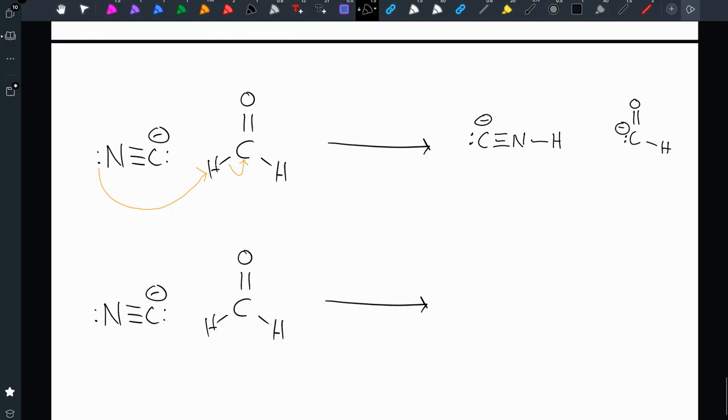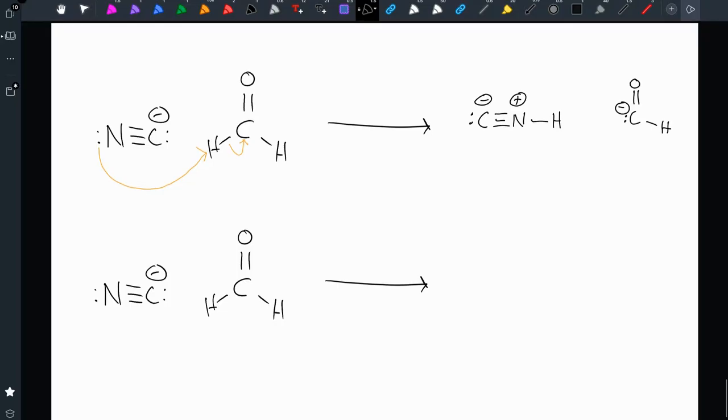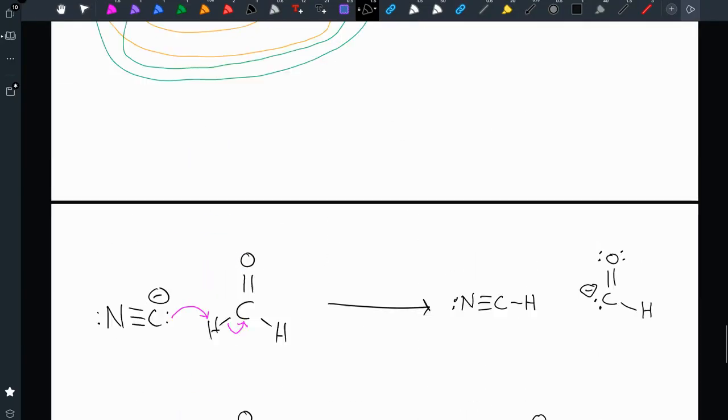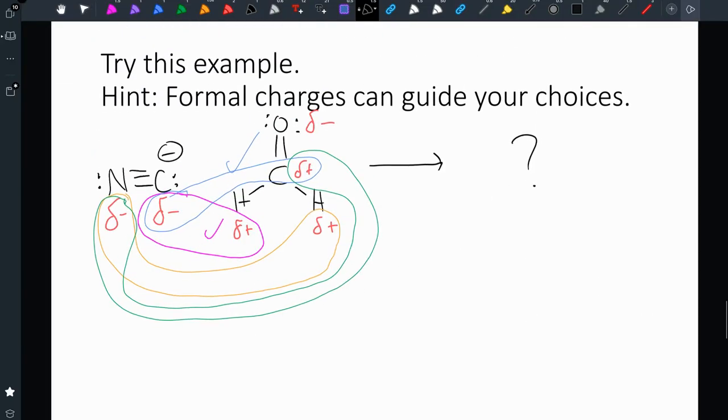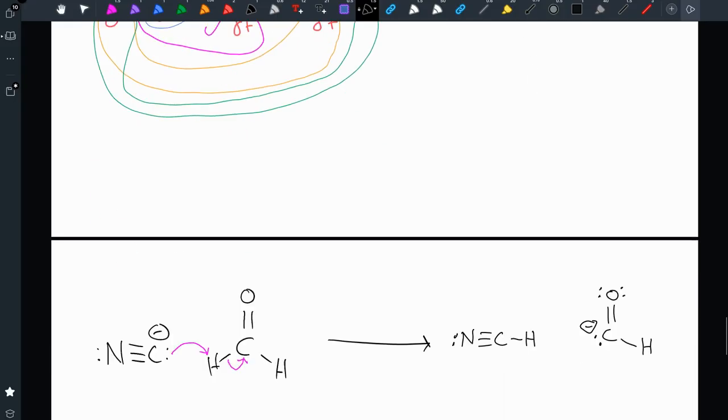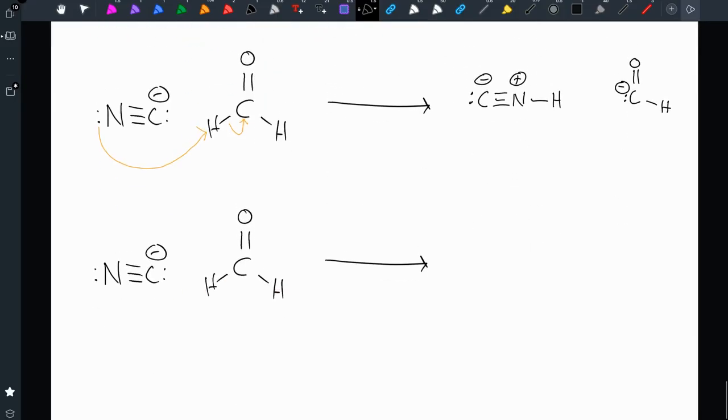That gives me this product. Nitrogen now has a positive formal charge. Or you might have tried what I highlighted in green here, nitrogen donating to the carbon, or nitrogen attacking the carbon. So I could have the nitrogen lone pair attack the carbon. And again, I have the two possibilities. I could break the carbon hydrogen bond to make space.